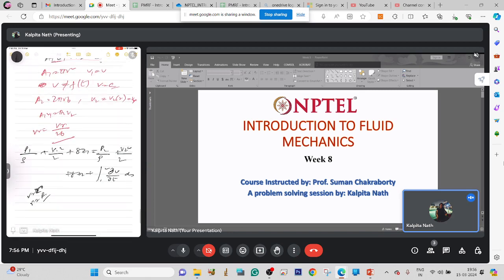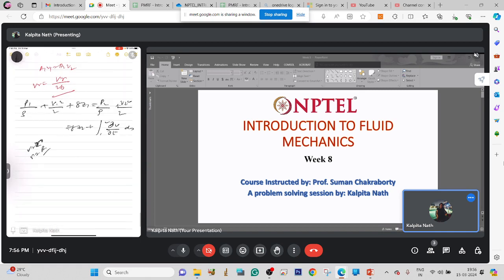So P2 is the atmospheric pressure, equal to PA, and V2 will be equal to, let me write this down, then it will be easier for you to understand. g Z1 is equal to g Z2. So P2 is equal to P atmosphere is equal to PA, and V2 is equal to VR is equal to V into R by 2B, V1 is equal to V.